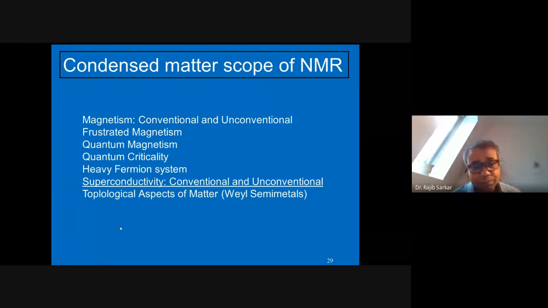Now I want to tell you, when you are talking about condensed matter physics, what are the scopes of NMR? The condensed matter physics and general solid state physics, in particular the correlated electron systems, is a very wide field. Many research are going on around the world. Outstanding physicists, chemists are involved in this particular field, and so there are outstanding discoveries also coming up.